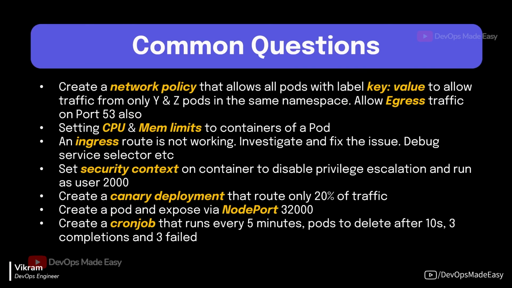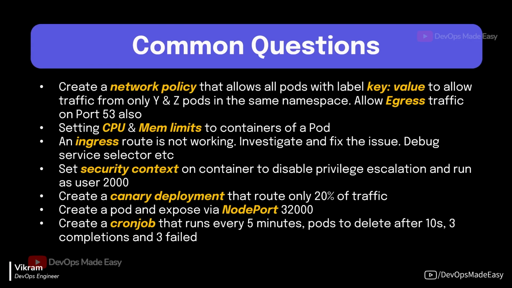And then create a network policy, like it can be an ingress policy or egress policy, and then setting the CPU and memory limits, adding an ingress route to an already existing ingress resource. And they might also ask you to debug an ingress route which is not working. So mostly in these scenarios, they might give wrong labels, or they might give you the wrong service names inside the existing ingress resource. So they'll ask you to fix it. And also coming to the security context, they can ask you to disable container privilege escalation, or run as certain user. So every information will be provided here.